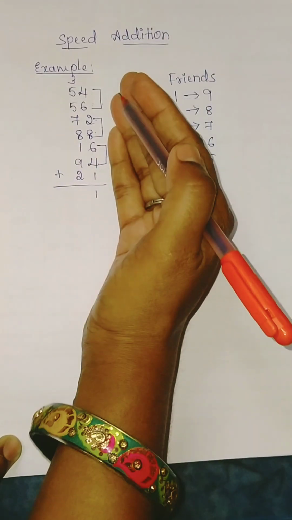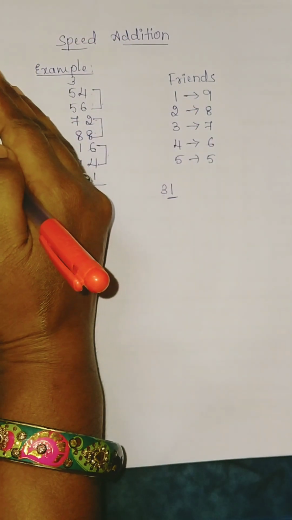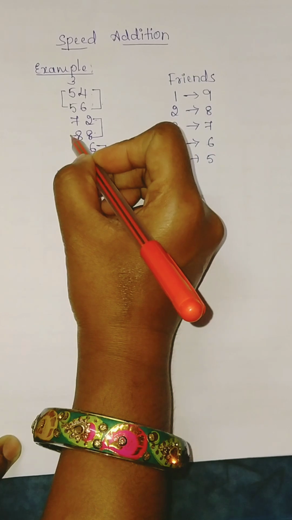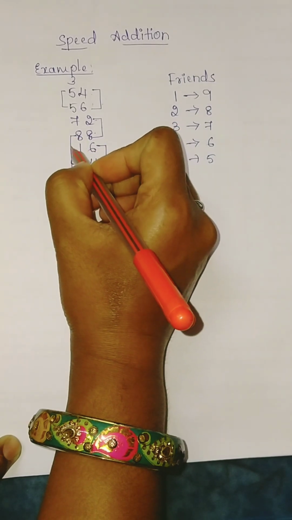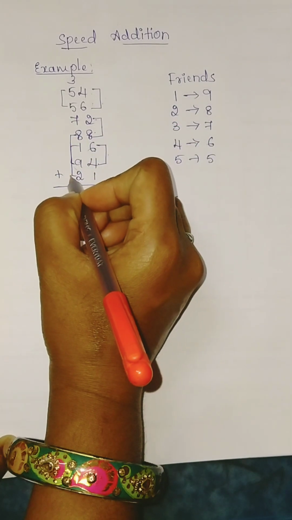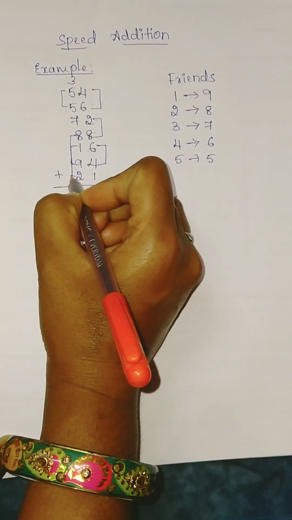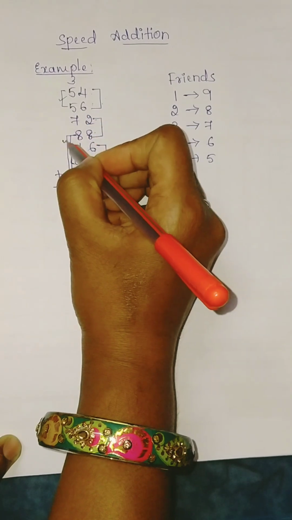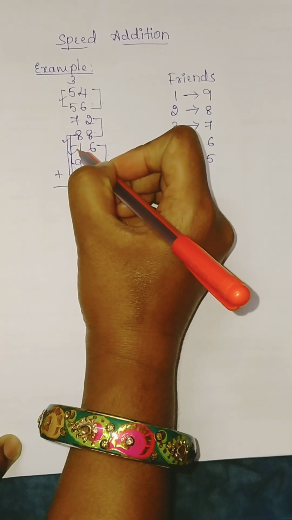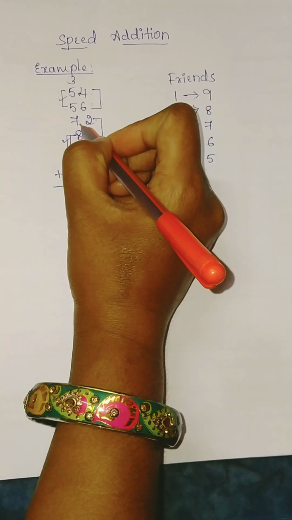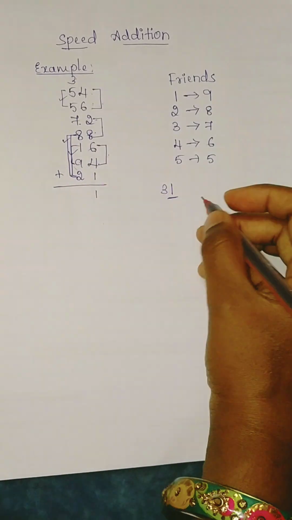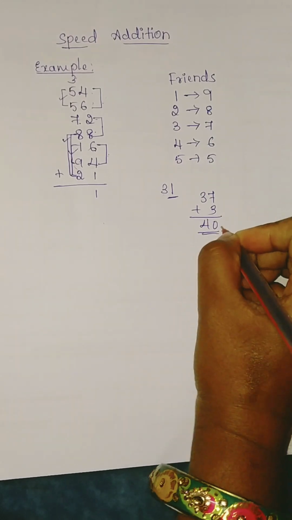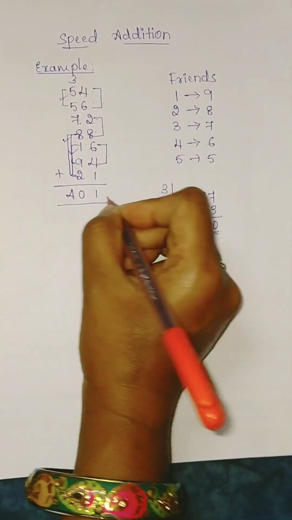Okay. Follow the same procedure on the left side. So 5's friend is 5, 8's friend is 2 and 9's friend is 1. Here also you can find there are 3 pairs of 10. 1, 2, 3. So 3 tens are 30. 30 plus 7 is 37. 37 plus 3 is 40. So 40 you have to write as the answer.